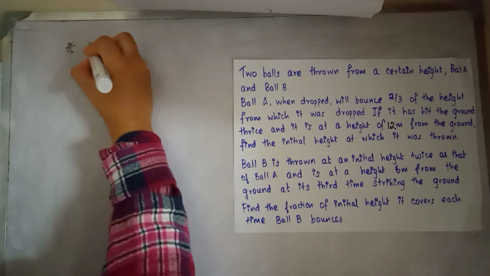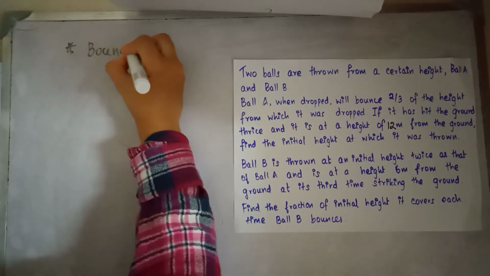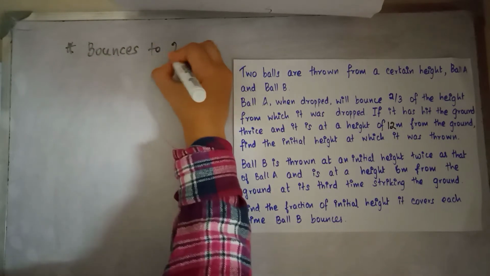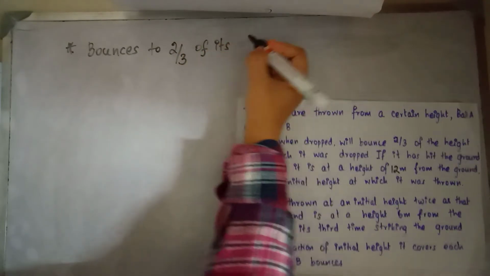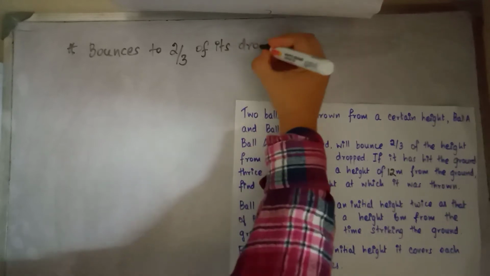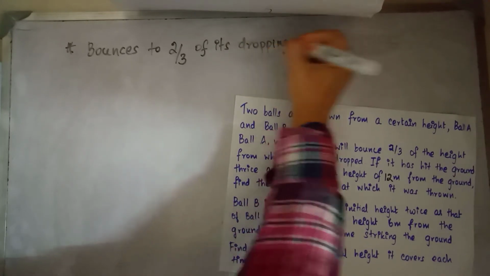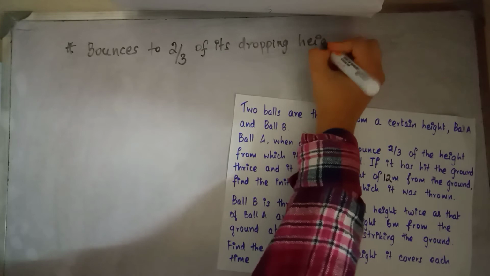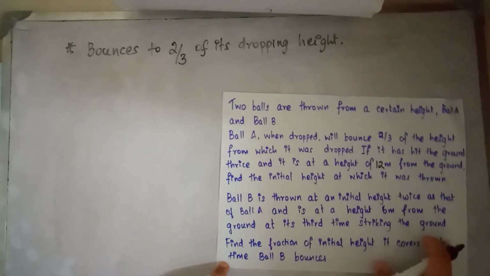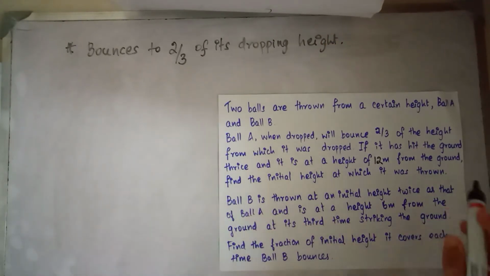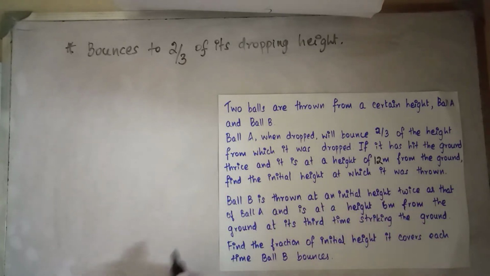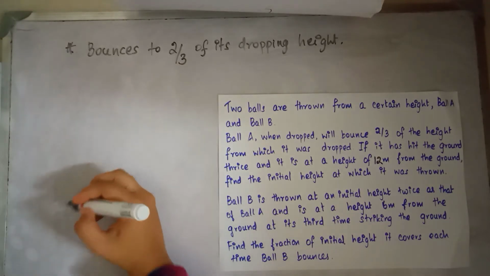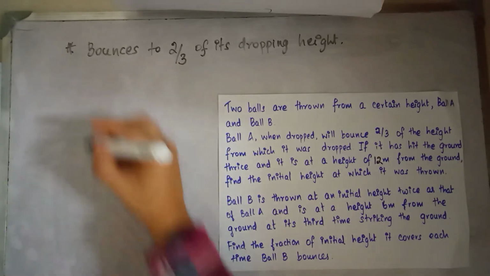So it bounces to 2/3 of its initial height, or we'll have it as dropping height. It hits the ground thrice and it is at a height of 12 meters from the ground after hitting the ground thrice. Okay, so what we'll be doing here is we can draw a diagram so that it helps us to visualize it better.